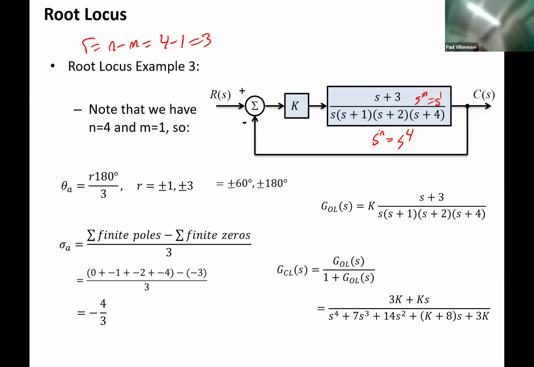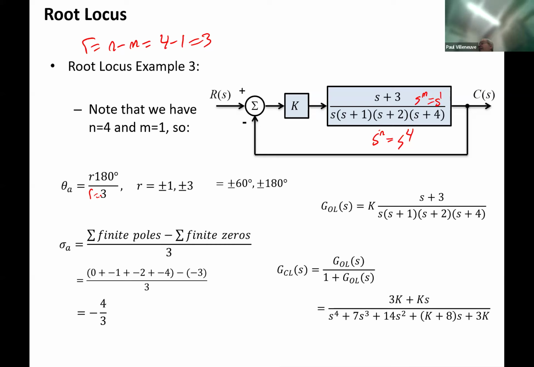We have 3 asymptotes because we have 3 roots that are going to approach s at infinity as K increases. So you should have 3 of them. So we have r, which is going to be equal to plus or minus 1, and then we skip and go to plus or minus 3. So the angle of our asymptotes is plus or minus r times 180 over 3, because again, this is n minus m. And we have plus or minus 60 and plus or minus 180 degrees. Right? So these are the angles.